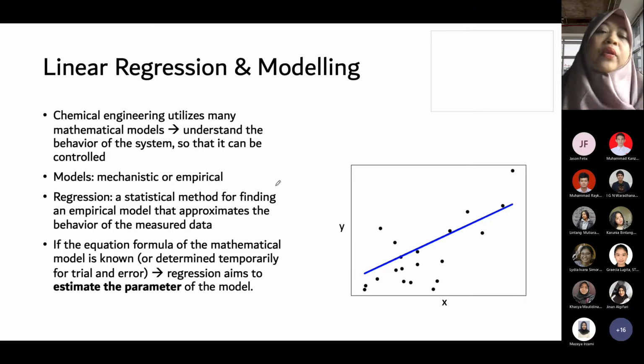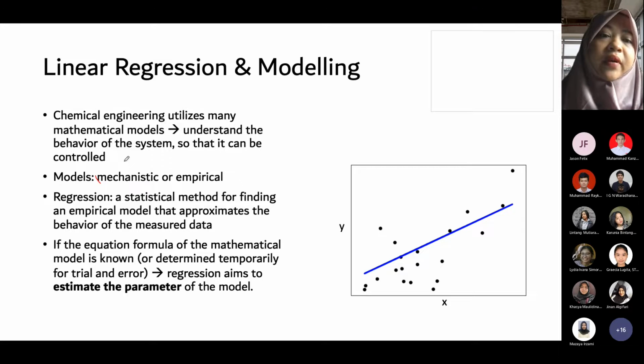Once we know the behavior of the system, we can also control it. Is it increasing? Is it decreasing? Is it quadratic, for example, and do we have an optimum result or something like that? So there are two types of models. The first one is the mechanistic model. The mechanistic model is the model where we know the mechanism or the physics inside it.